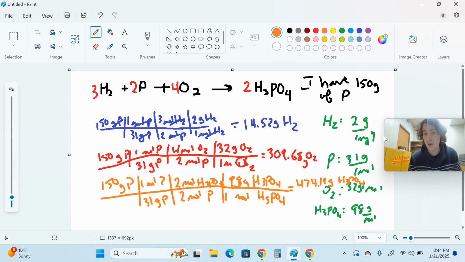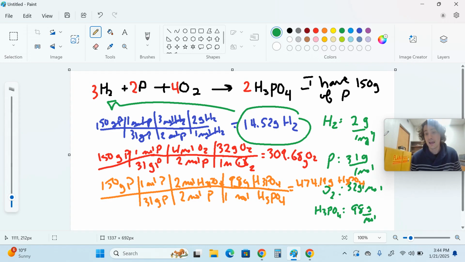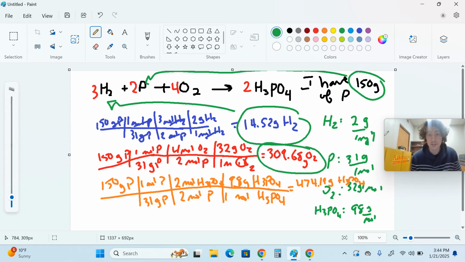So we can check our answer. How do we do it? Well, we say, hey, I have this many grams of hydrogen. Well, that's this guy right here, right? I have how many grams of phosphorus? Well, that's from the beginning. That's 150, right? That's what I'm starting with. So that would correspond to this. And then I have my grams of oxygen, which is this, right? So I have 3 reactants, and guess what? They're all being added, right? So I can take those grams and add them together. And if I'm right, assuming I did my math right, I should get about 474.19.